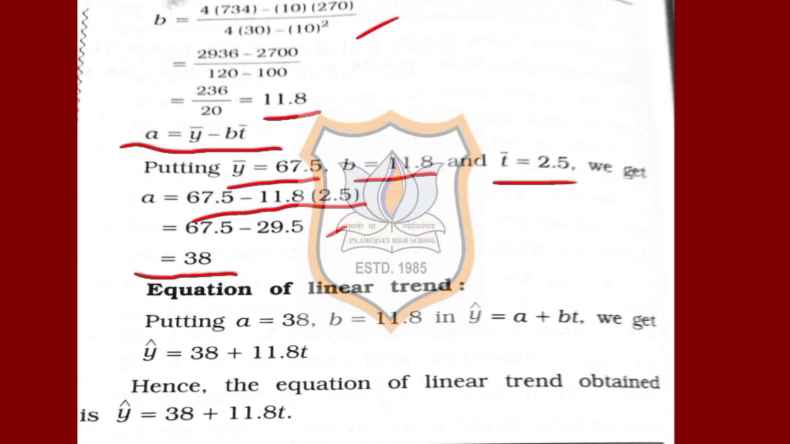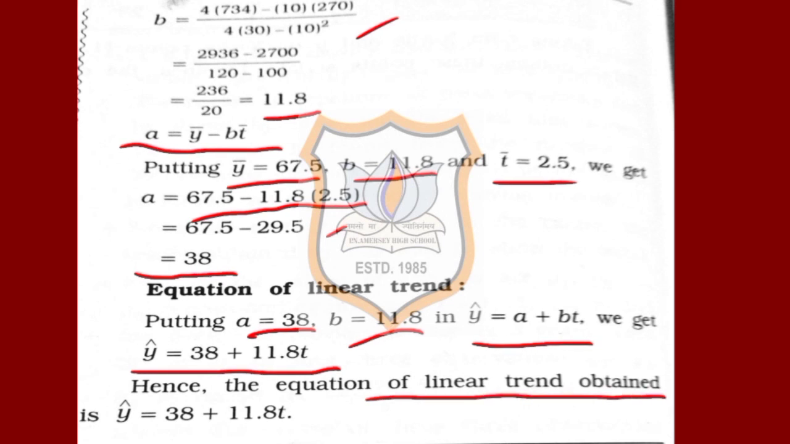Now substitute a is equal to 38, b is equal to 11.8 in the equation y is equal to a plus bt. So when we substitute, we get y is equal to 38 plus 11.8t. So this is the equation of linear trend, that is y is equal to 38 plus 11.8t.